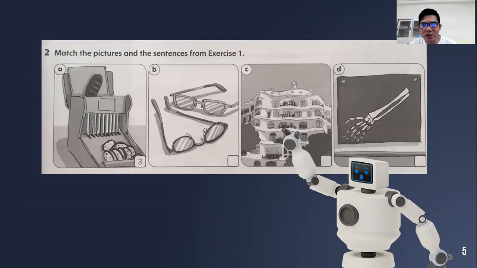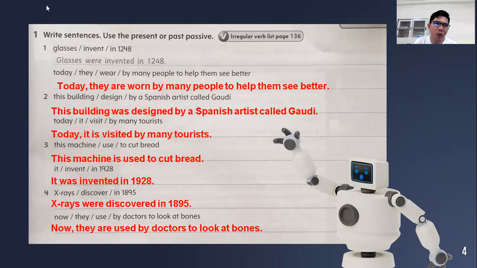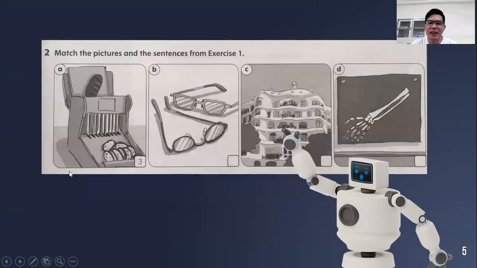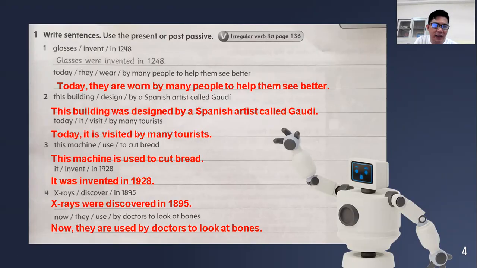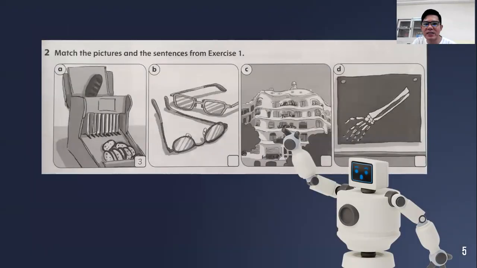Match these pictures and the sentences from exercise 1. Remember, from our exercise 1, we've got 1, 2, 3, 4 sets of sentences. And then you match these sets of sentences to the picture with number 2. Number 1 is given. What picture is this? The answer is sentence 3. This machine is used to cut bread. So the answer is number 3. All right. For letter B, what number is your answer? Pause this video and write your correct answers.